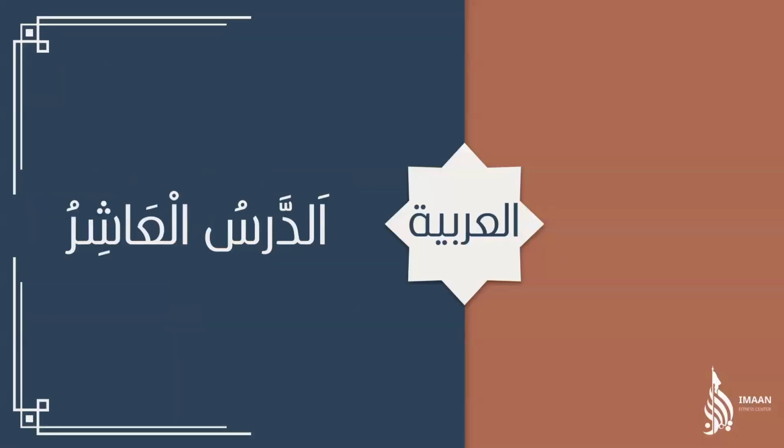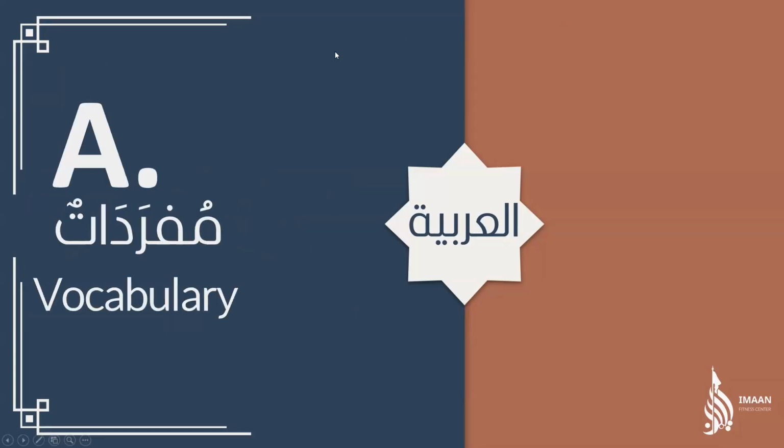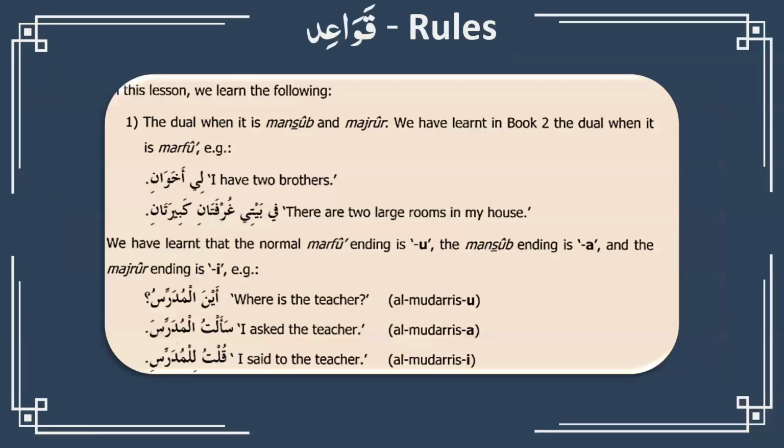Darsul Ashir. As usual, in the beginning, some of the mufradat. There are only two qawaid that we'll learn in this lesson. The very first one: when we talked about the dual, we learned in book number 2 that the dual, when it is mansoob or majroor, and we looked at how the words will look.